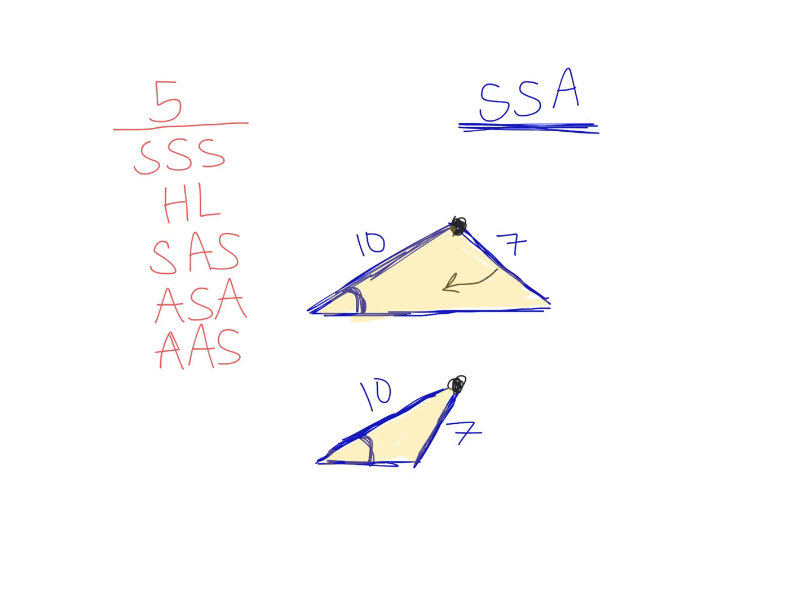So the reason that side-side-angle postulate doesn't exist is because it doesn't work. It's not reliable. It's not true in every single example. So this is the reason why, because you have this potential for the two triangles to not be congruent. All right, I hope that was helpful.